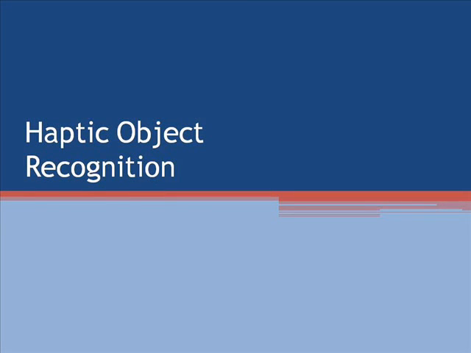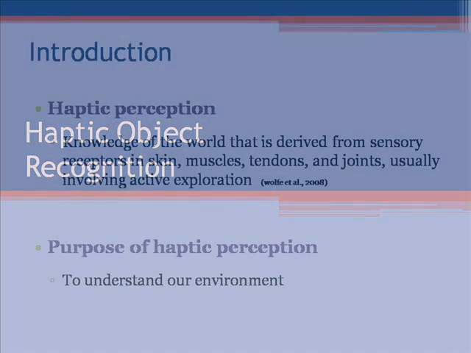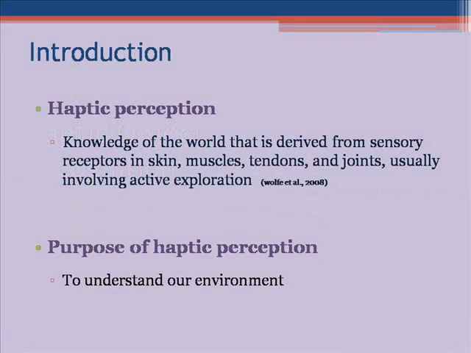Haptic object recognition. Haptic object recognition is dependent on haptic perception. Haptic perception is knowledge of the world that is derived from sensory receptors in skin, muscles, tendons, and joints. It usually involves active exploration. The purpose of haptic perception is to understand our environment.